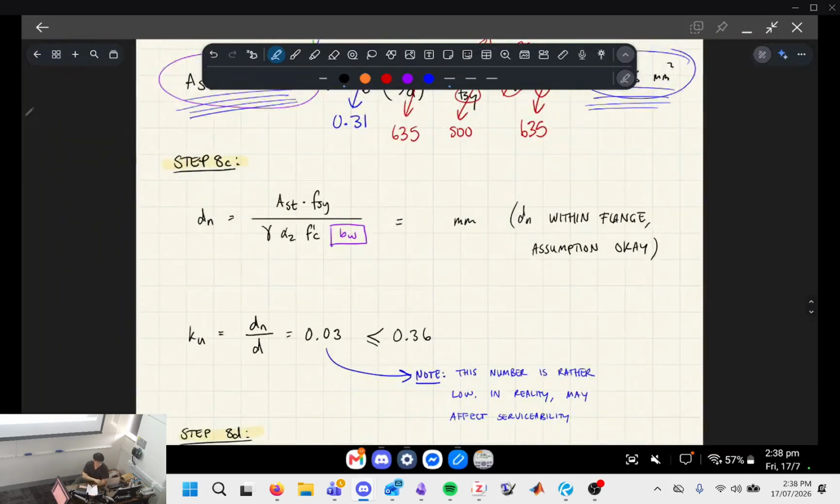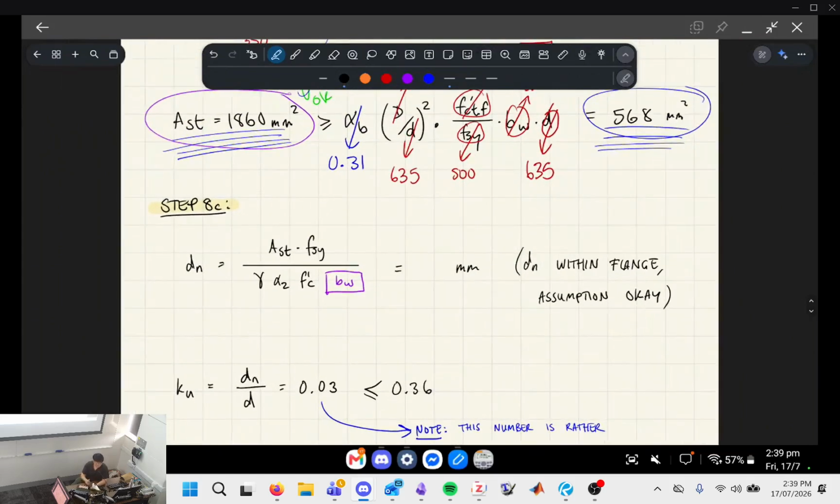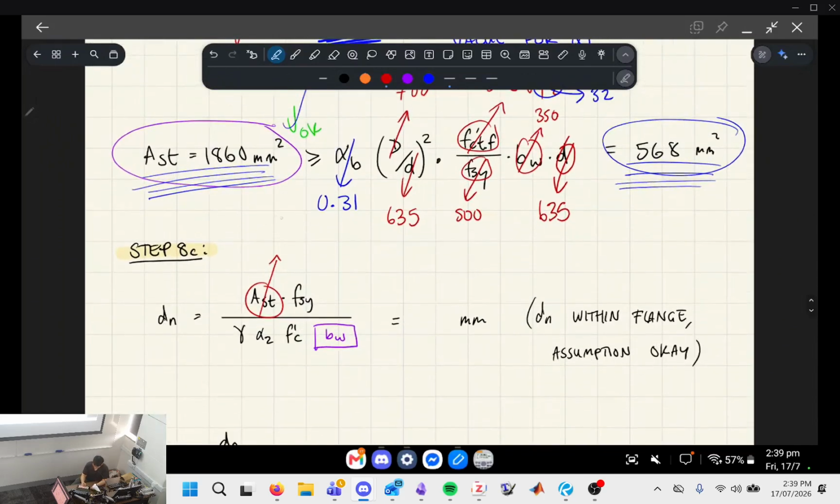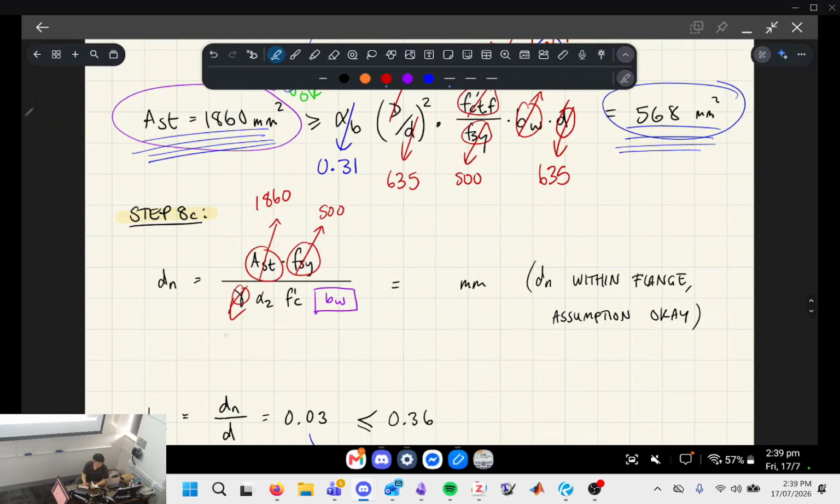So the next check we have to do is a ductility requirement check. What we need to do is calculate the depth to the neutral axis. So for AST, we put in our updated steel area, or our final steel area. We put in steel stress. We put in gamma, alpha 2, F-C, BW. And what we get is a DN value of 20.9.